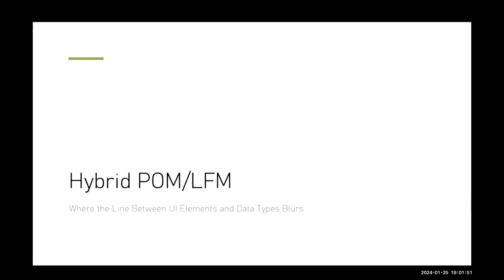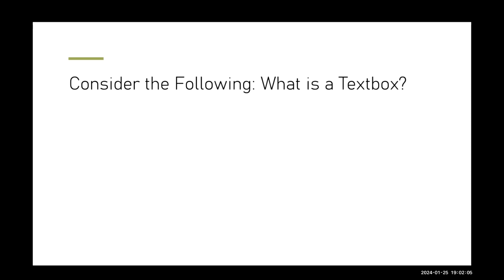So let's talk about hybridizing page object and logic function and blurring the line between the UI elements and data types. Thought experiment: what is a text box? Anyone? When you think about a text box, what is it? It's a box to put text in. Functionally, though, it could be a parameter. Input field. Okay, why don't we boil it down to what it actually is? A string. It's a string.